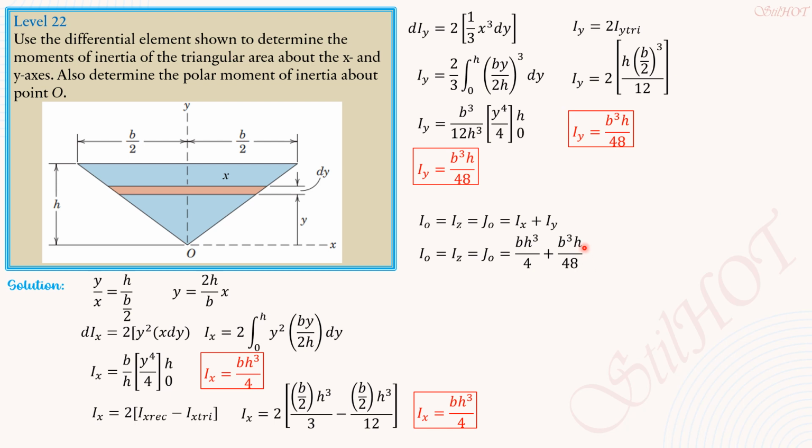Factoring out bh over 48, then we have b squared plus 48 over 4, which is 12, h squared. So IO equals Iz equals JO equals bh over 48 times quantity b squared plus 12h squared. So that's it.